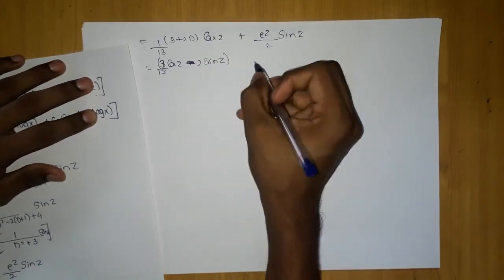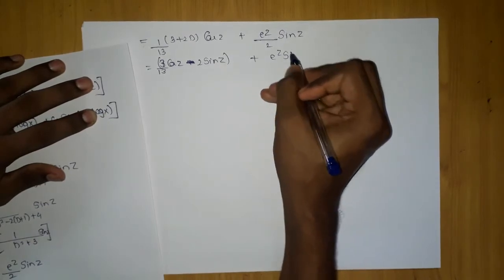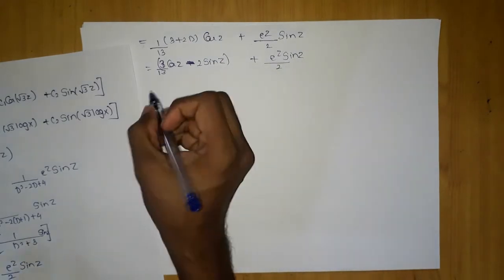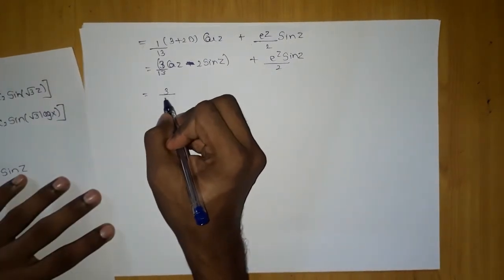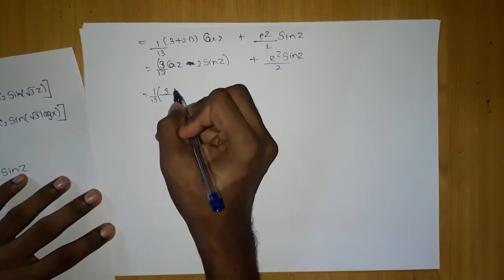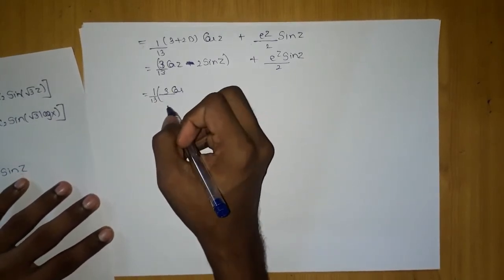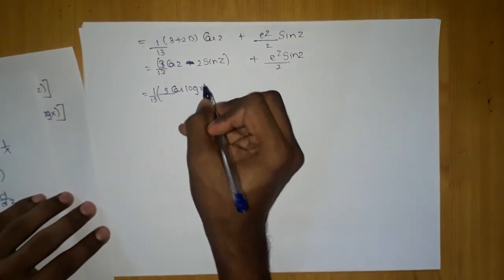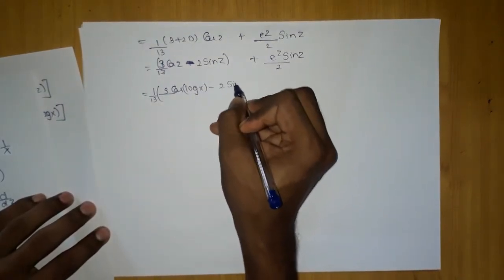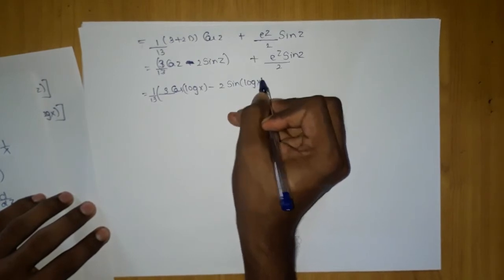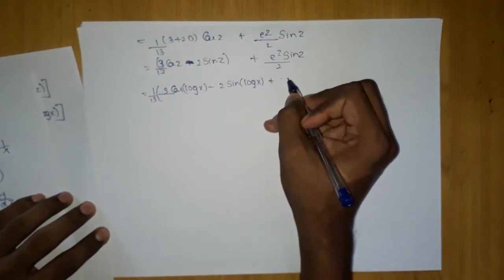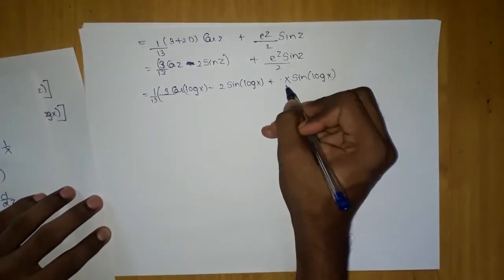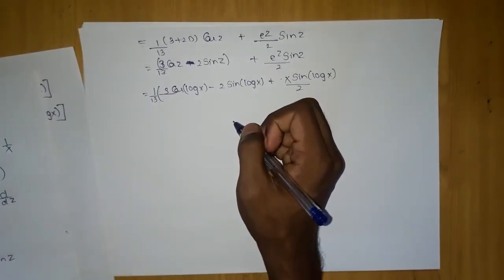Keep 1 by 13 outside only, it will be good. Plus e to the power z sin z by 2. So we are getting something like this. Now if we resubstitute, 1 by 13 will be outside, 3 into cos z, where z was replaced by log x, so here 3 cos log x will be there, minus 2 sin log x will be there, plus e to the power z you can replace by x into sin log x, by 2. So this is our particular integral.